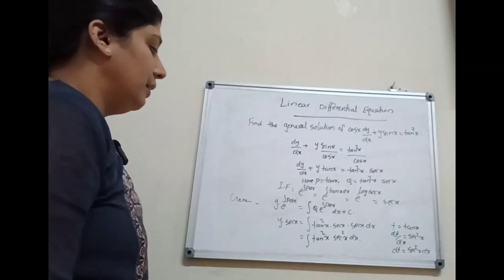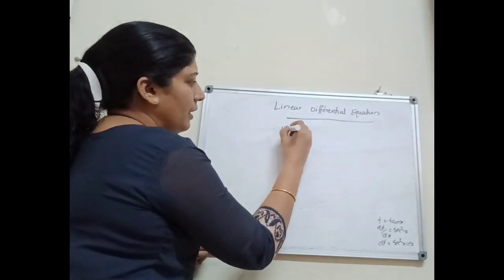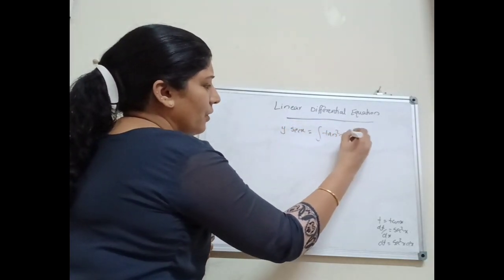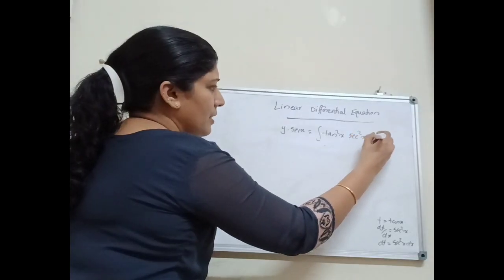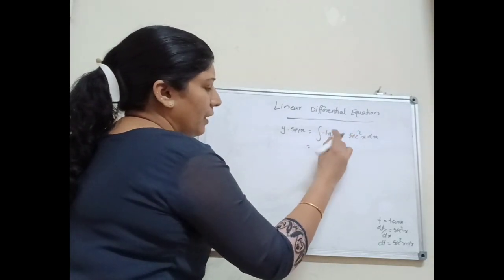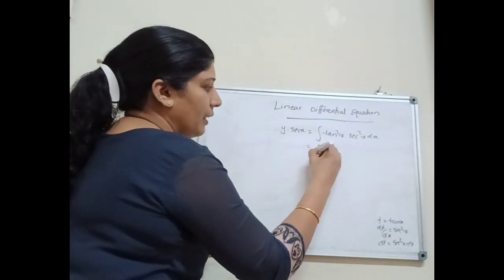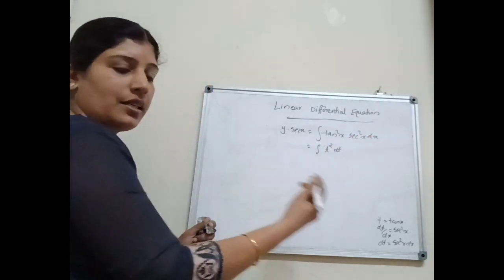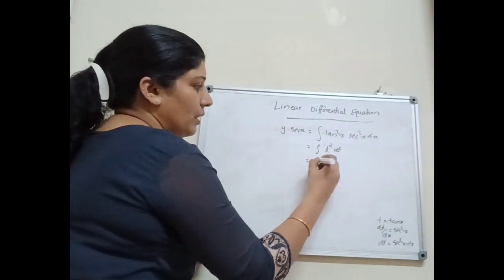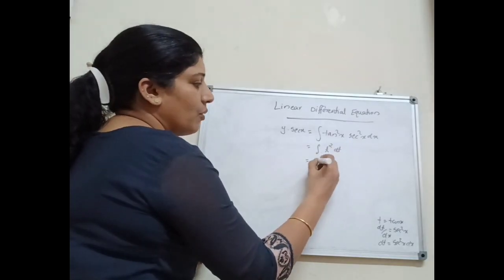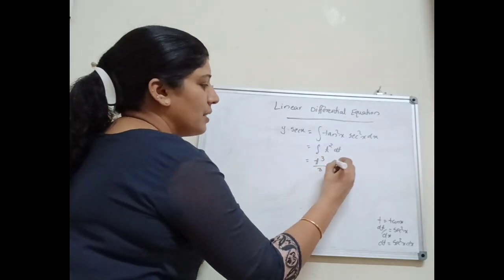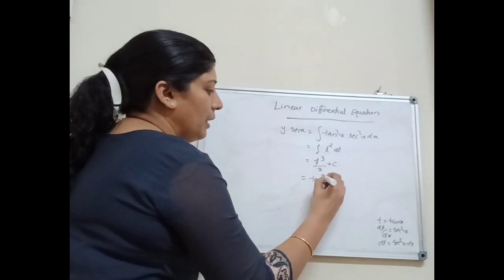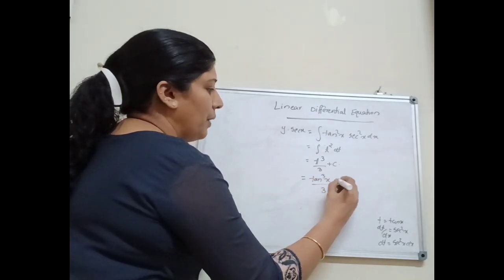Therefore this integral becomes: y into sec x equals integral tan square x into sec square x dx. Put tan x equal to t. Therefore integral t square into dt, since sec square x dx is dt. That is equal to integral t square dt, which is t cube by 3 plus c. Here t is tan x. Therefore tan cube x divided by 3 plus c.